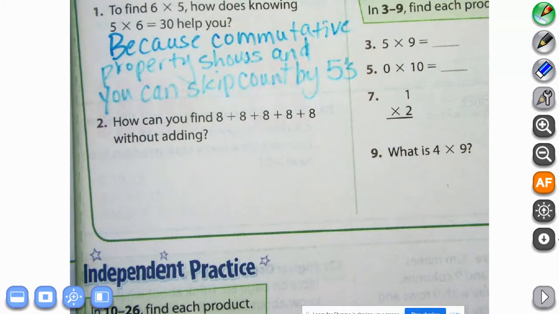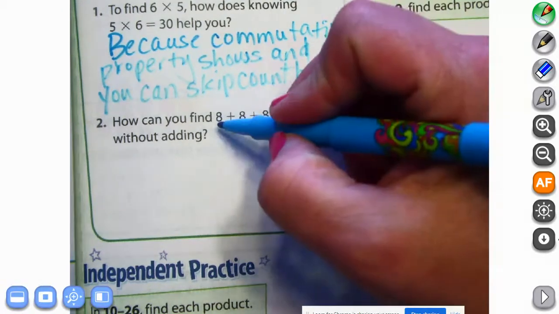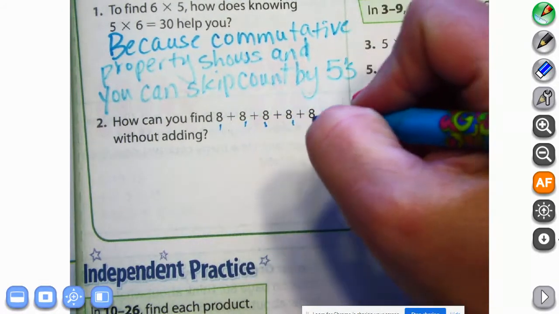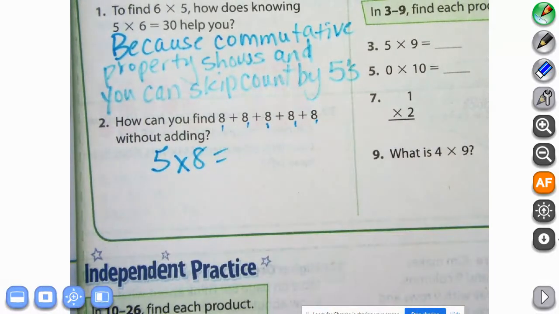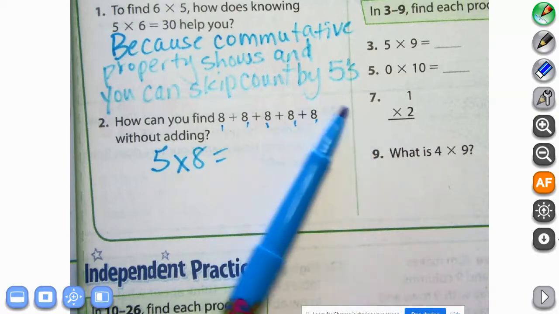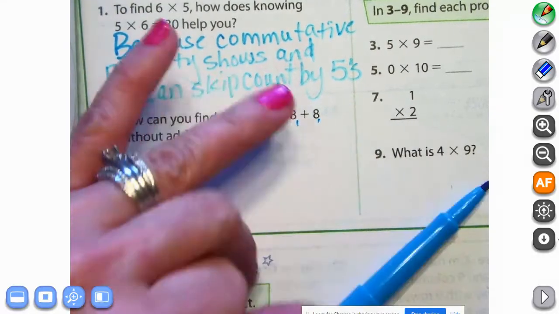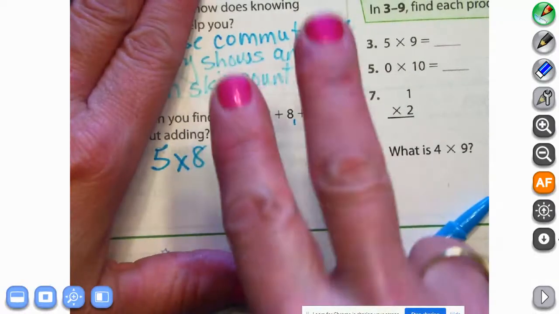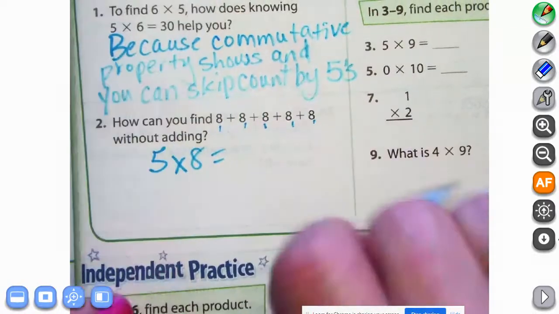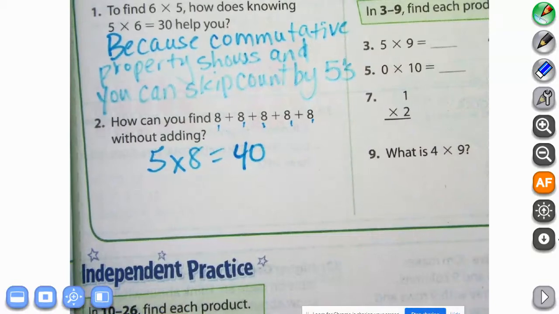And then number 2 says, how can you find 8 plus 8 plus 8 plus 8 plus 8 plus 8 without adding? So we have 1, 2, 3, 4, 5 groups of 8. And if we skip count by 5s 8 times, that'd be 5, 10, 15, 20, 25, 30, 35, 40. Okay?